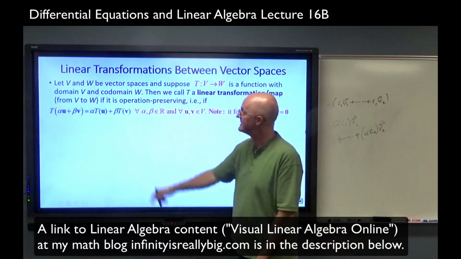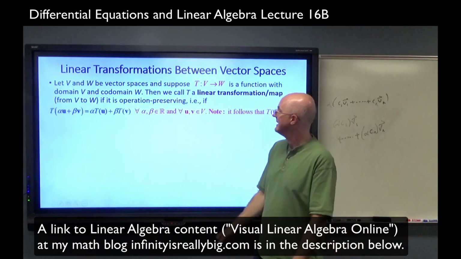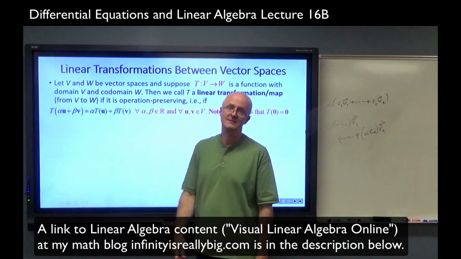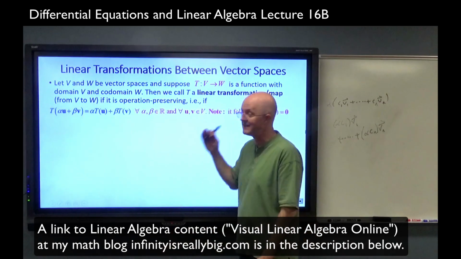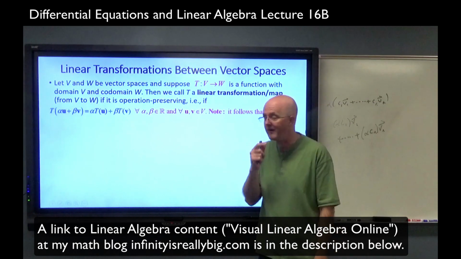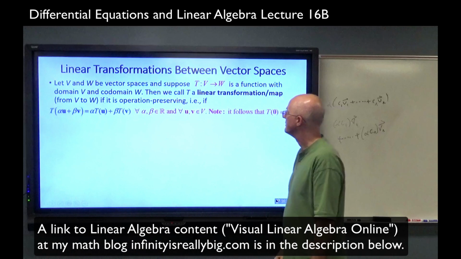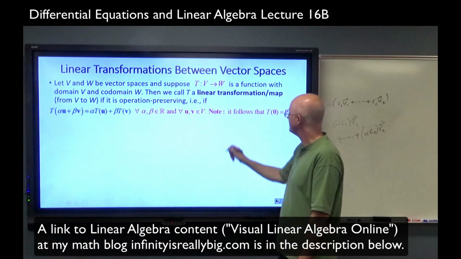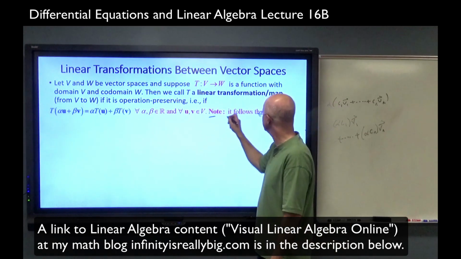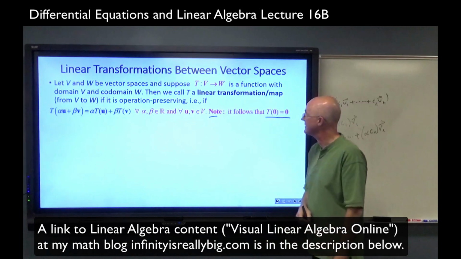But now we want to think about this property in the abstract. U and V could be functions. We could be talking about a function space here, and in fact we'll look at an example where they are. Alpha and beta do have to be real numbers, though. This property needs to hold for a linear transformation. It's important to note that it follows from this that T of the zero vector is 0.